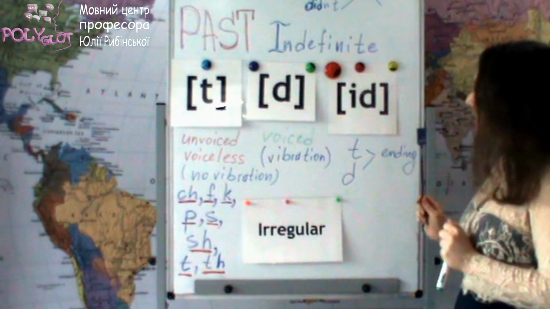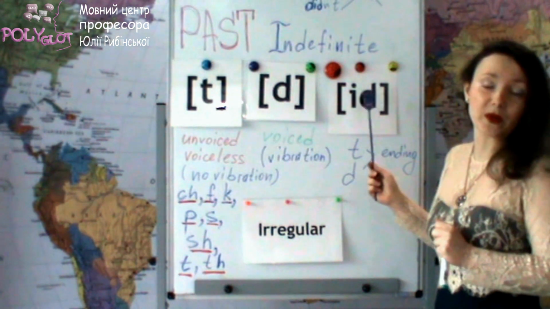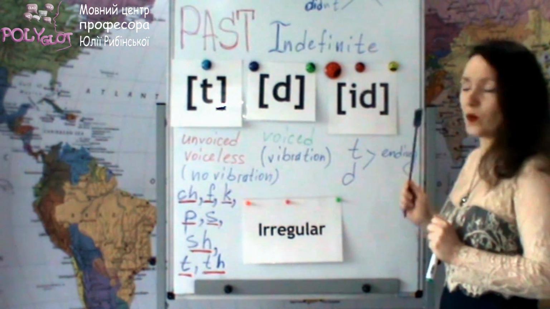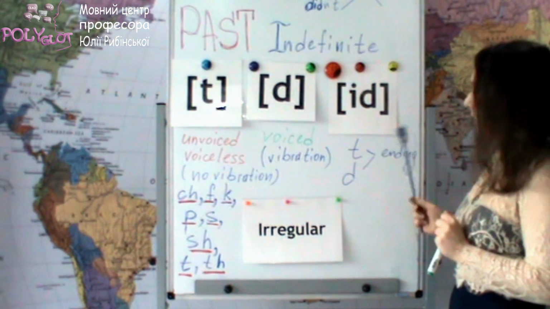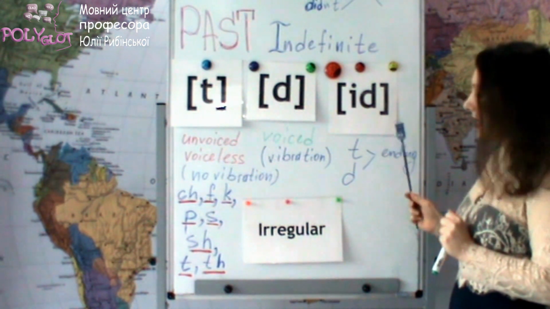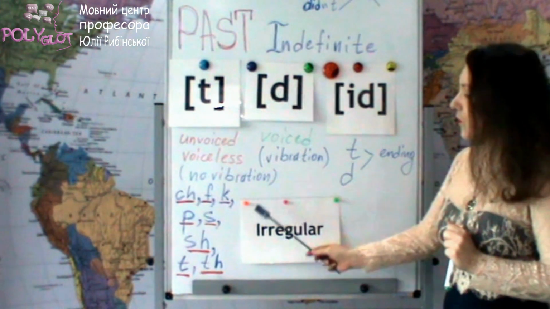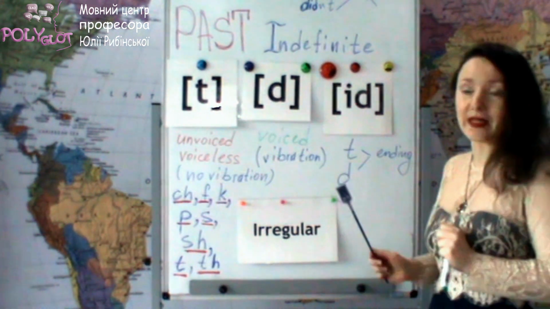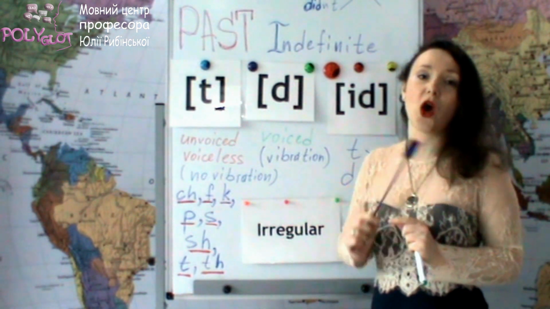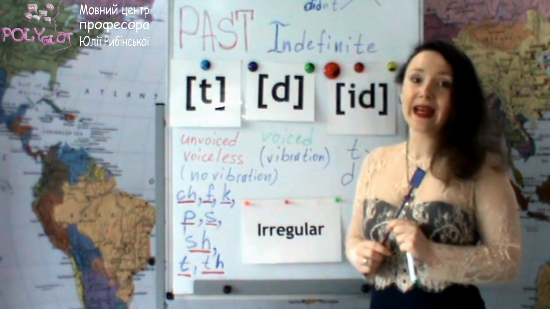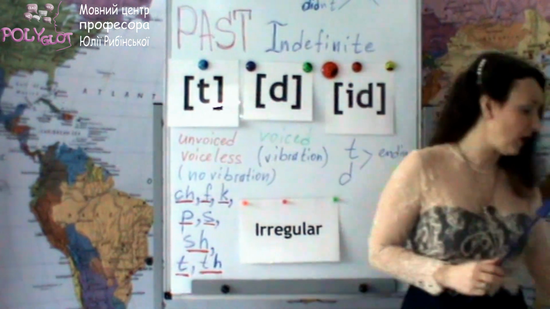And rule number 3, we pronounce ed like id after ending t and d, or after letters t and d. The fourth group is included in the irregular group, for which we need to learn our chart of irregular verbs. Let's take a look at our examples.